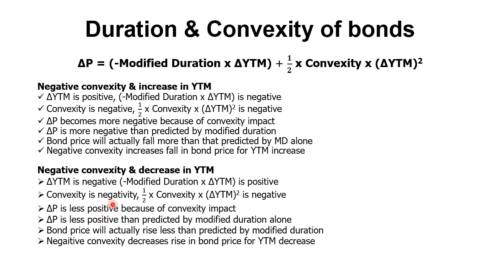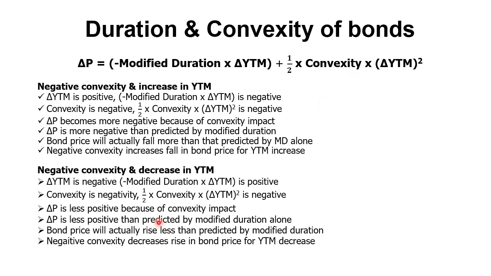This is because the square of any positive number is positive. The square of any negative number is also positive. Therefore, delta YTM square will always be positive. So, if delta YTM is negative, the convexity impact will be negative for negative convexity.